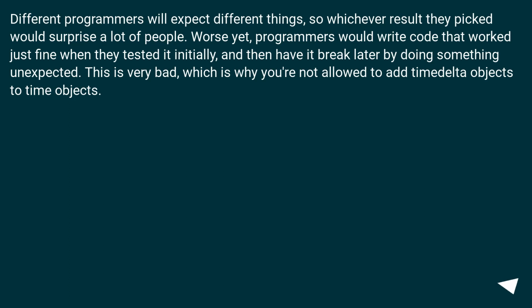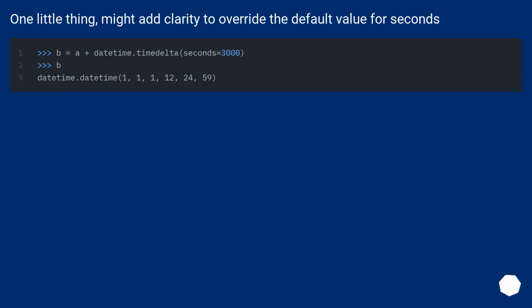Worse yet, programmers would write code that worked just fine when they tested it initially, and then have it break later by doing something unexpected. This is very bad, which is why you're not allowed to add timedelta objects to time objects. One little thing might add clarity: override the default value for seconds.